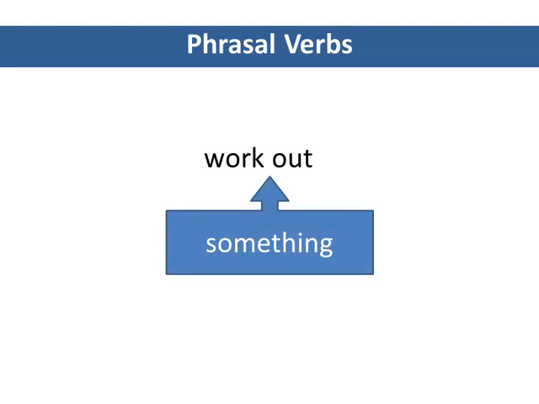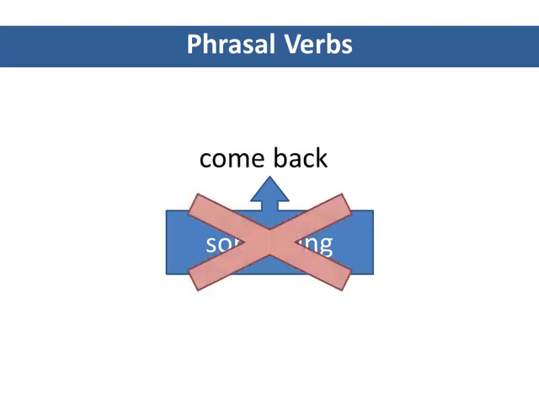On the other hand, just like some verbs, some phrasal verbs are intransitive. They never have an object. For example, the phrasal verb come back means to return. We can come back to a place, but we cannot come back a place. Come back never has an object.